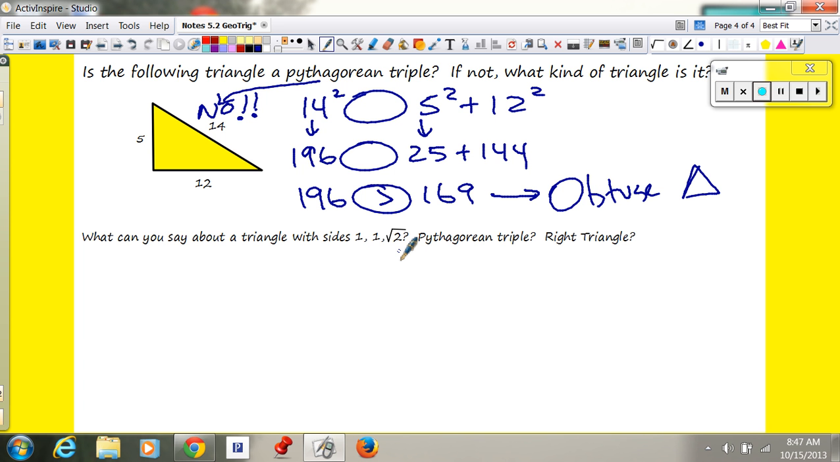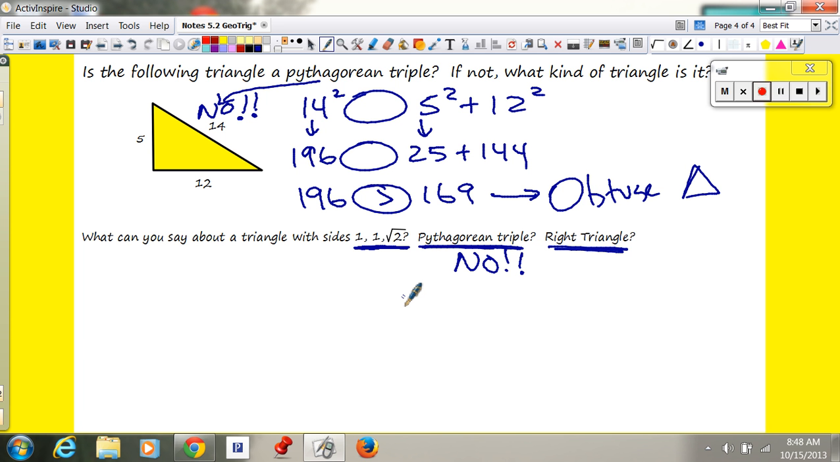The last one, we have sides of 1, 1, and radical 2. What kind is it? Is it a Pythagorean triple? Is it a right triangle? What is it? Well, I could answer one of these two questions already. Which one could I answer right now? Could it be a triple? Are all these whole numbers? Radical 2 is not a whole number, so definitely not a Pythagorean triple.